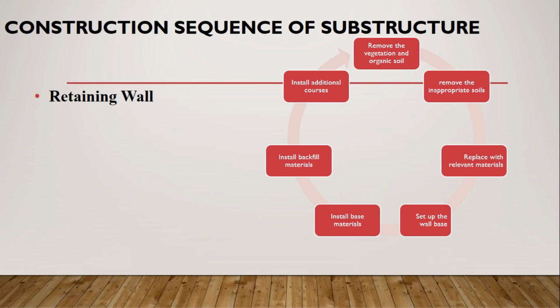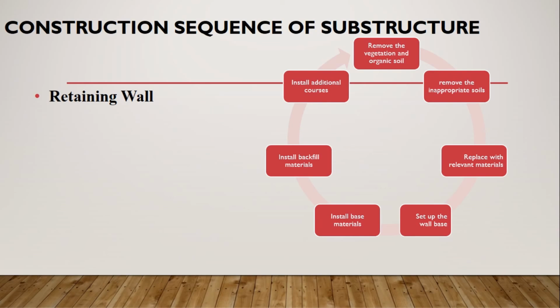Next, we can start to set up the wall base. After the first stage is finished, we may start to install base material. In addition, we can move on to install the base surface course. We need to design the drain pipe before the design detail on an alternative drain location.